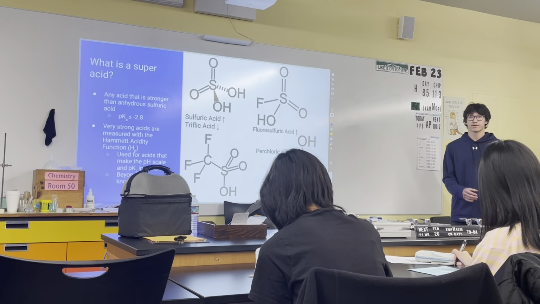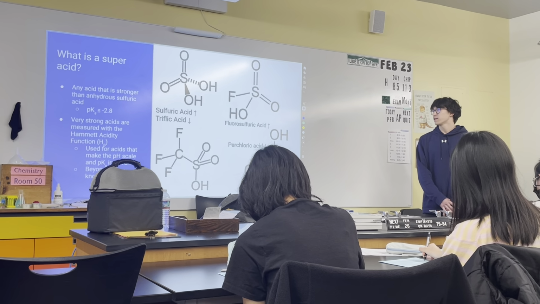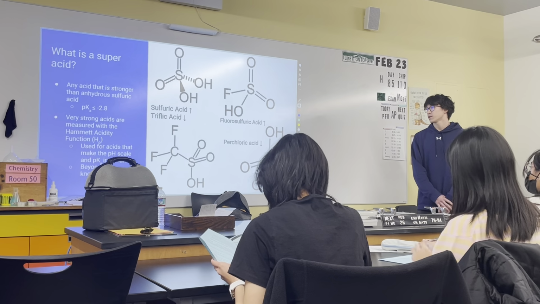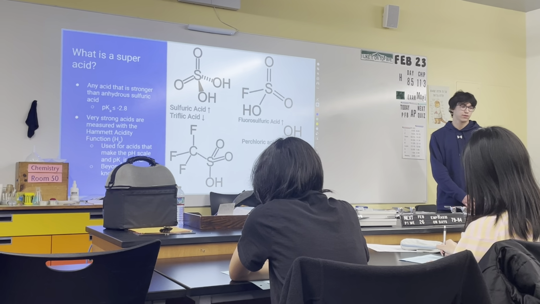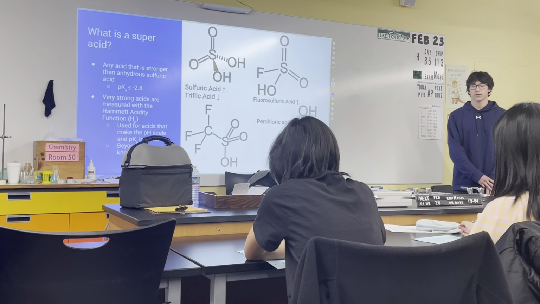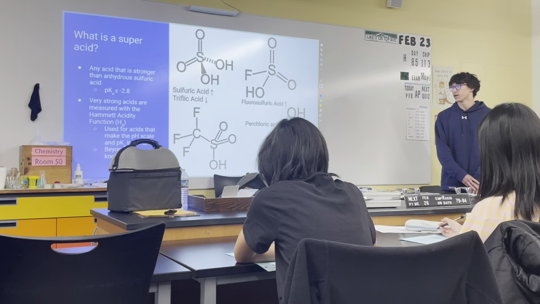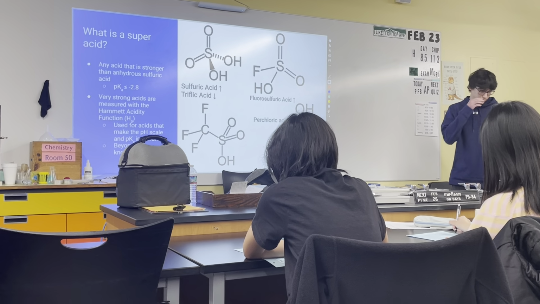Alright, so what is a superacid? It's just something that's stronger than anhydrous sulfuric acid, so it has a pKa of less than or equal to negative 2.8. Very strong acids will be measured with a special function known as the Hammett acidity function, which is used for acids that make the pH scale irrelevant. I'm not going to be going into this because this is beyond my knowledge. But here we just have structures of some superacids.